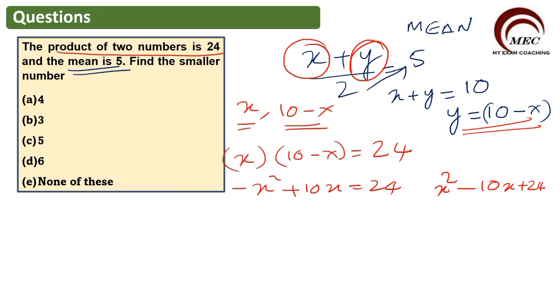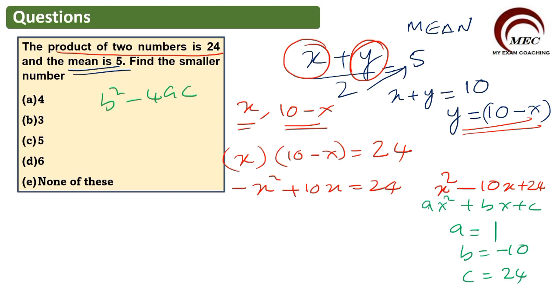When I equate it with ax square plus bx plus c, I will get a is equal to 1, b is equal to minus 10 and c is equal to 24. Now it is easy, you can find out what is b square minus 4ac. I am not solving it. You can solve it. b square minus 4ac will become 100 minus 96, which is equal to 4. So the values of x will be equal to 6 or 4 when you solve using the quadratic formula.